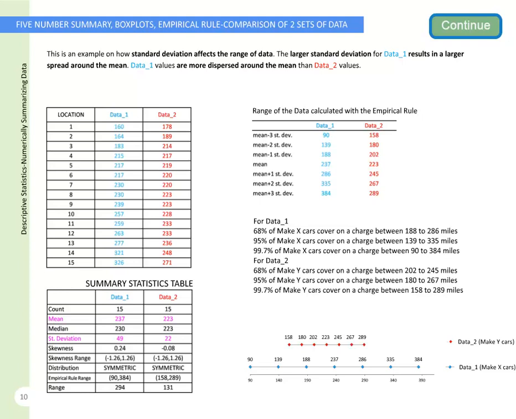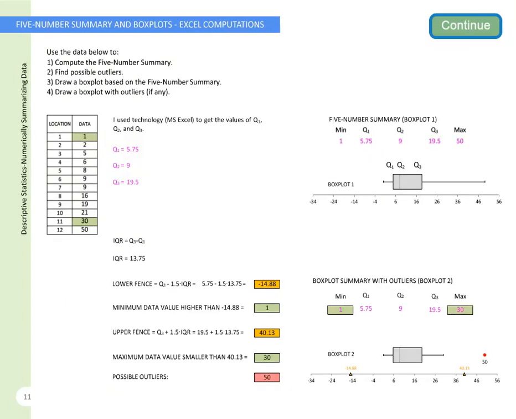The larger range for data 1 is the result of a larger standard deviation on data 1, compared to data 2. From the summary table, you can see that the standard deviation on data 1 is 49 and on data 2 is 22. Any sample data can be summarized using the minimum data value, the first quartile, the second quartile or the median, the third quartile, and the maximum data value. These 5 numbers are called the 5-number summary.